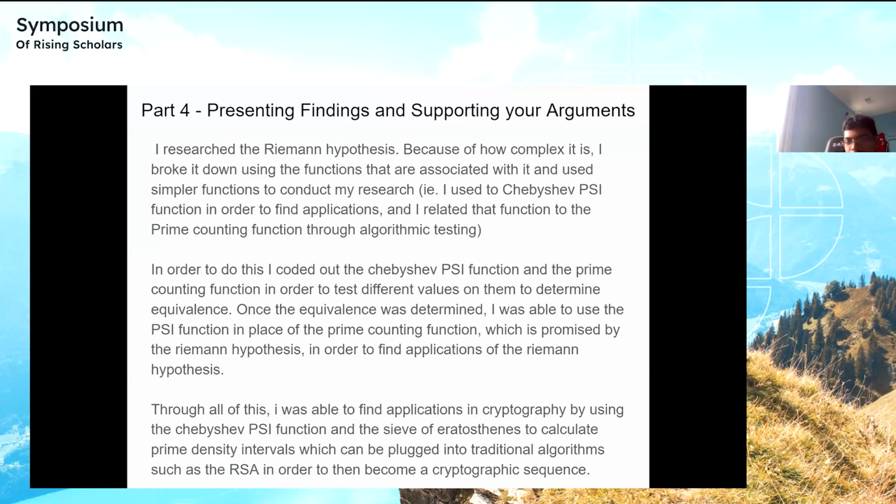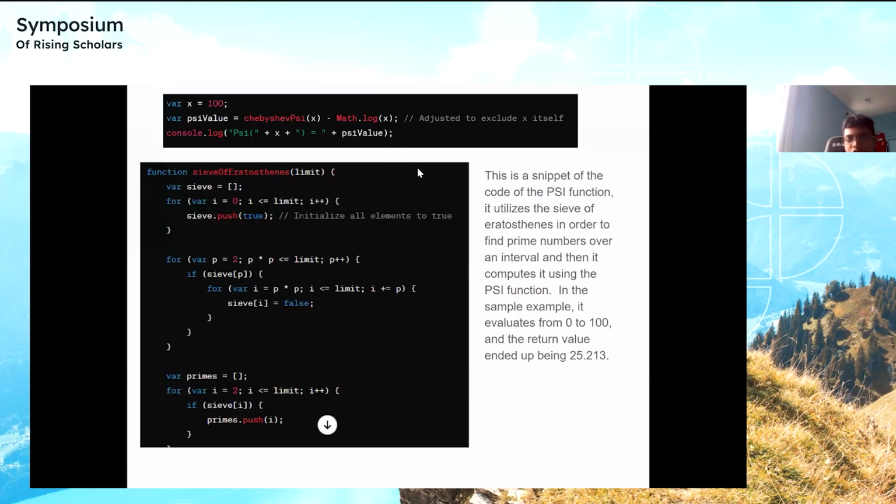Through this, I was able to find applications in cryptography by using the PSI function and the sieve to calculate the prime density intervals, which can be plugged into algorithms, and that would be the application. The main algorithm that I chose is the RSA algorithm because it already uses prime numbers, and that's the easiest algorithm I could have used for things that involve prime numbers. Here is some of the coding that I used, and this is how I determined equivalence: I substituted the values from 0 to 100 for both of them, and the return values ended up being similar.